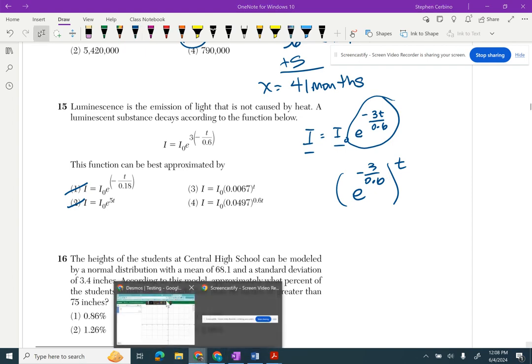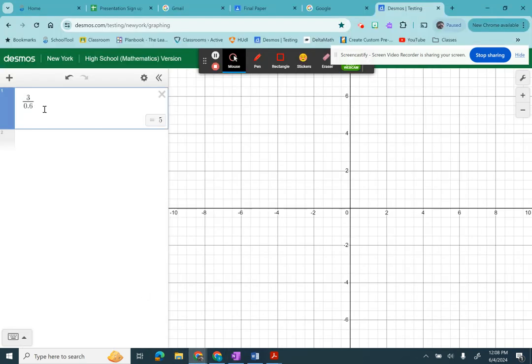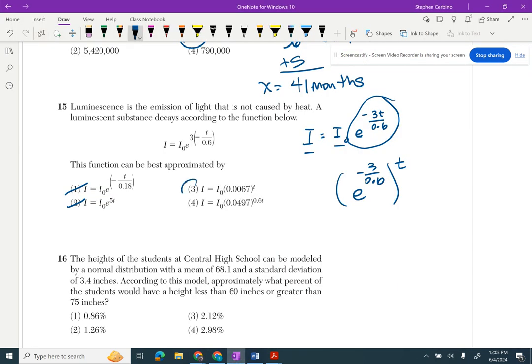Well, if I type that into my calculator, so if I do e to the exponent of negative 3 divided by 0.6, I get that decimal. That is the decimal that's in the base now. So this 0.0067 number is equivalent to this.